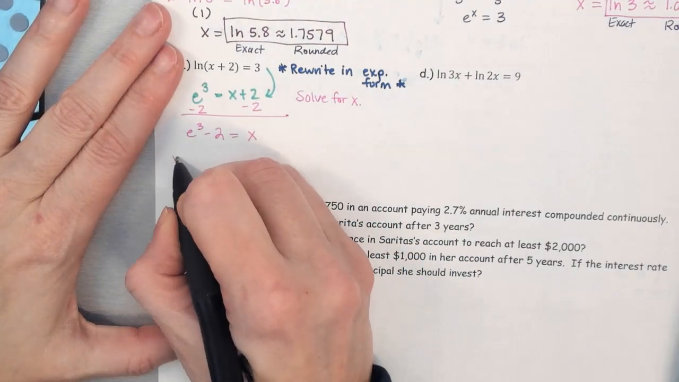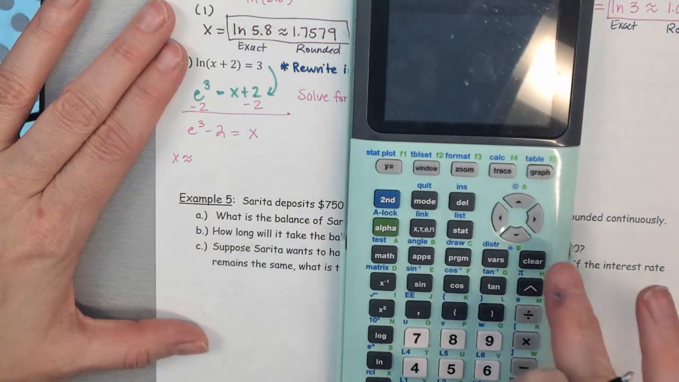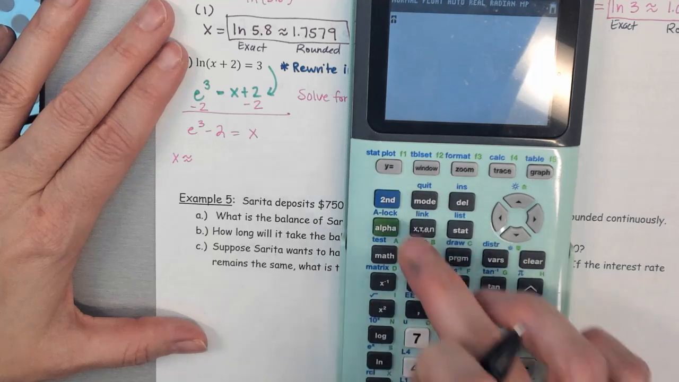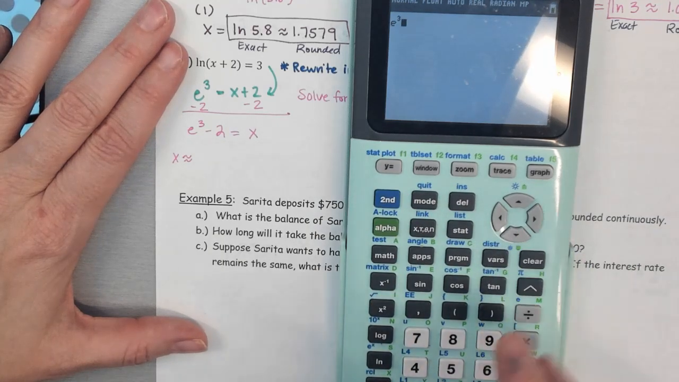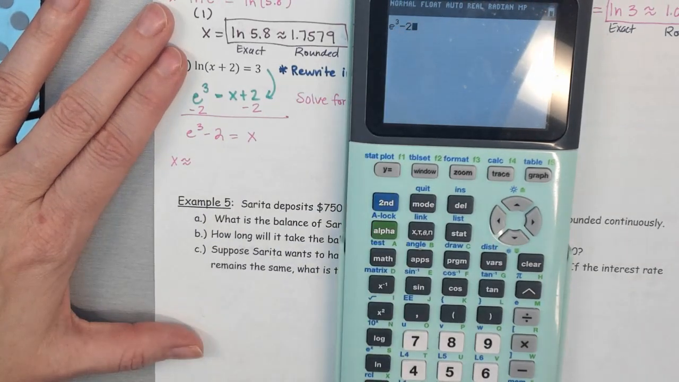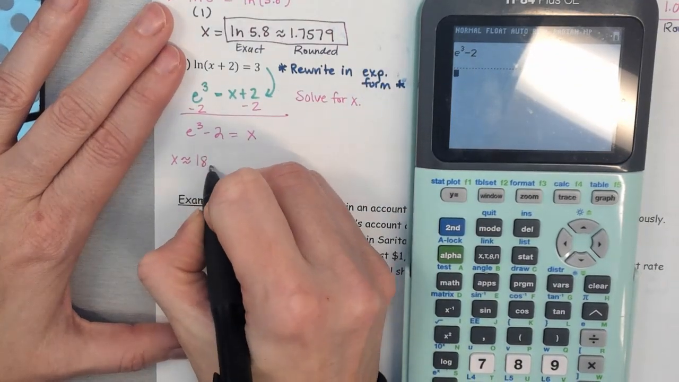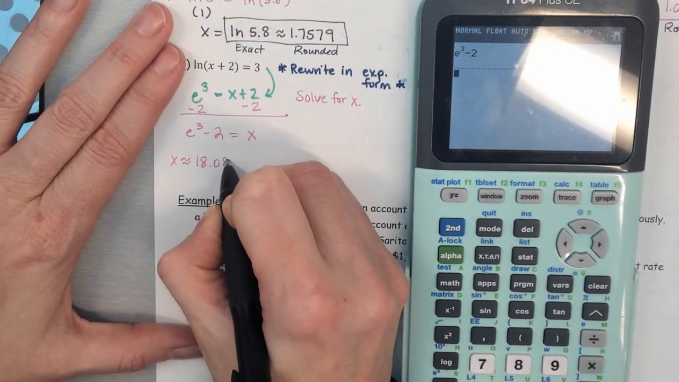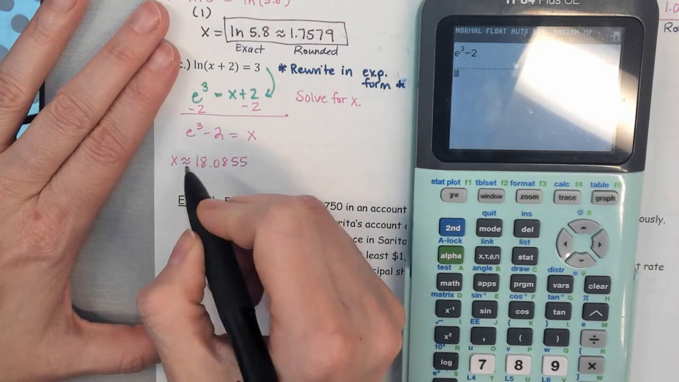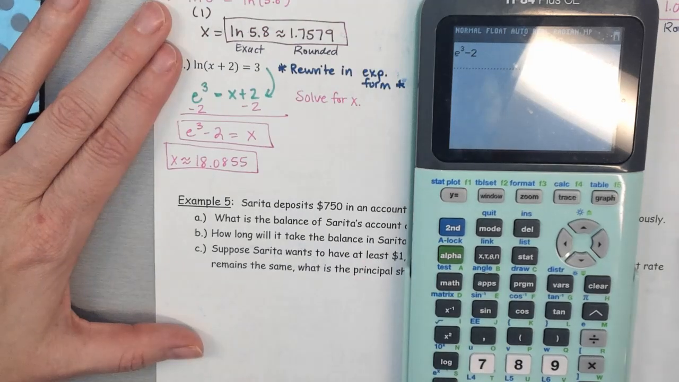Okay, and then let's find out what that's going to approximate to. So we have e to the third. Okay, and then make sure when you do the minus 2 that it is here instead of in the exponent. Okay, so that is your rounded answer, and this is your exact answer.